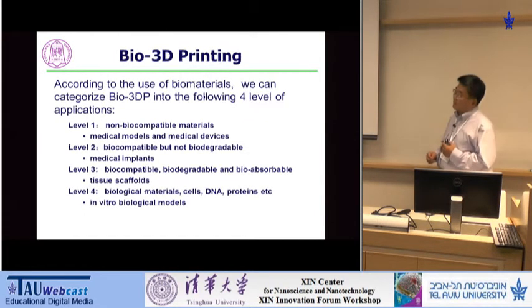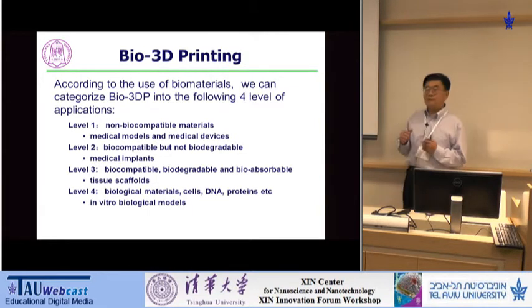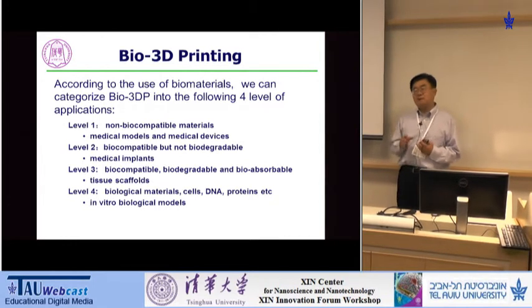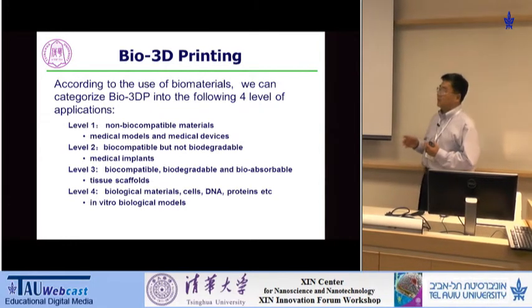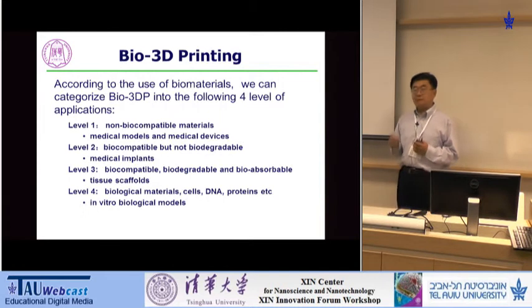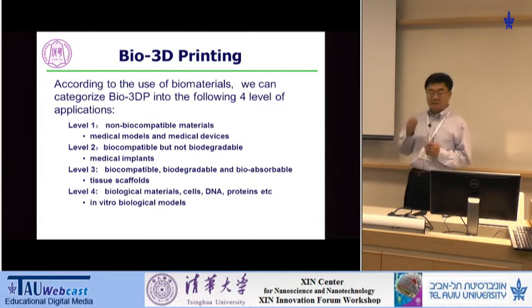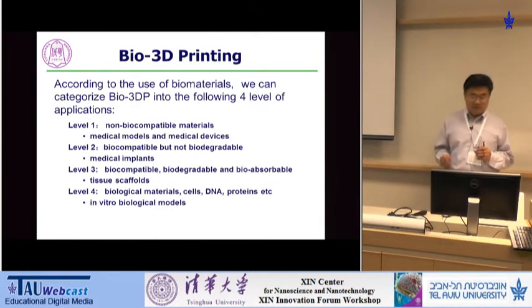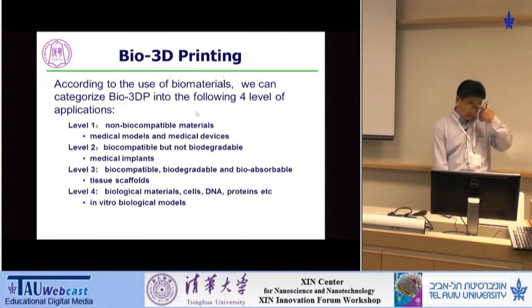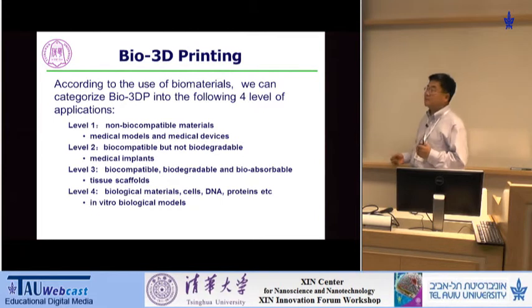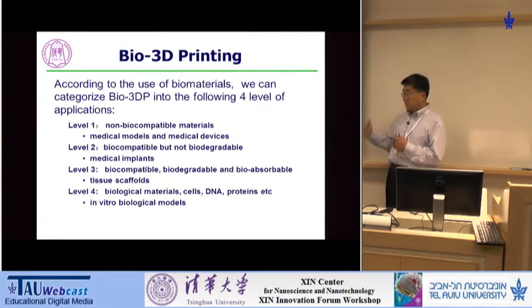And I would like to present bio 3D printing in 4 different levels, because people always ask, what is bio 3D printing? I say, okay, let's look at this according to how we're going to use biomaterials. If we don't care what material you use, and we don't care about biocompatibility, that is the first level. So we can use non-biocompatible material to make medical models and medical devices for surgical planning, and even for prosthesis.